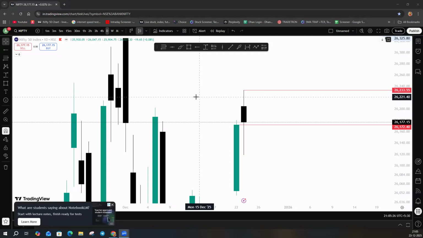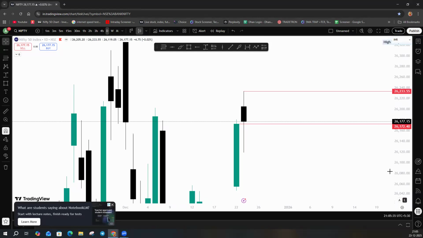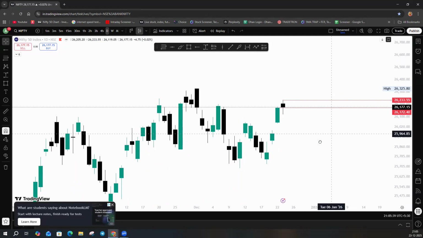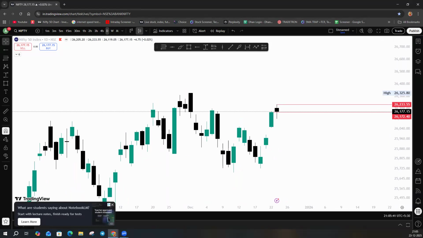So today we are going to do the analysis of Nifty and other commodity trades. Starting with our Nifty chart, we can see the Nifty is currently at 26,177. The important point to be noted here is that we have closed above the 26,000 level, at 26,177.